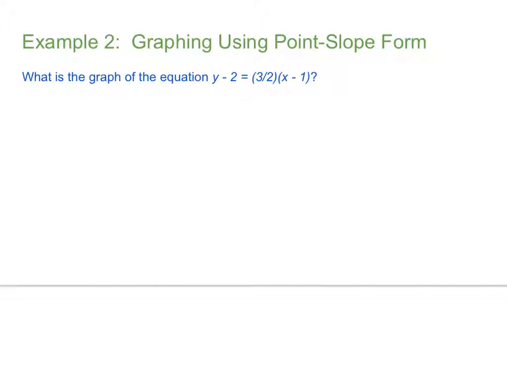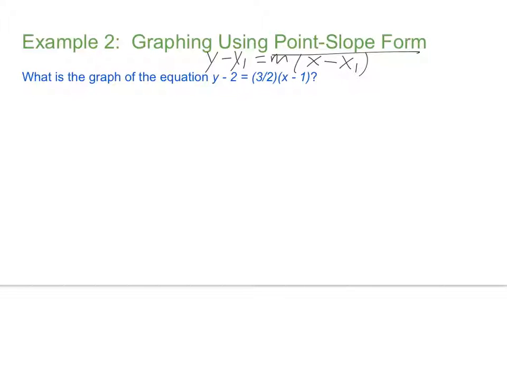Example 2, graphing using point-slope form. What is the graph of the equation y minus 2 equals 3 over 2 times x minus 1? Well, here we're going to break it down. Again, we're looking at point-slope form. So this is y minus y sub 1 equals m times x minus x sub 1.